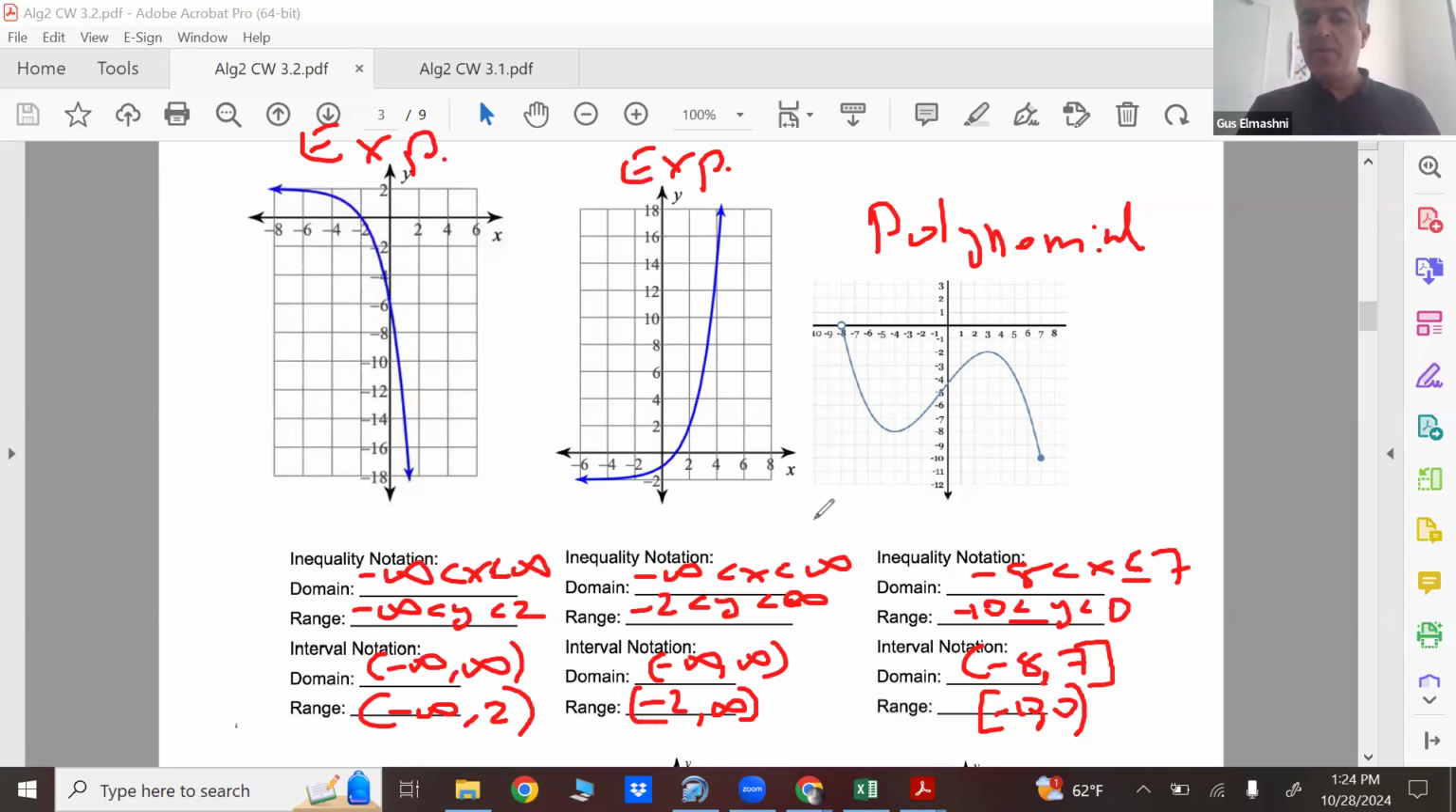Now for the third one, the range is from negative 10 to 0. Negative 10 is included, so there's a dot here, but 0 is not included because it has an open circle. So negative 10 less than or equal to Y less than 0, or negative 10 bracket, comma 0, and you have that.